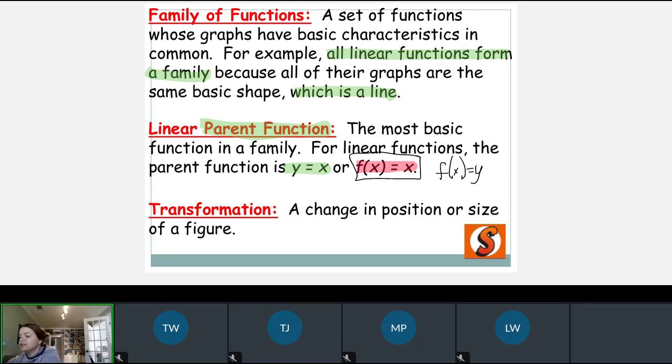Okay, so f of x is basically just a name. If you think about a family name, f of x would be like the parent function, so mom or dad. Then we're going to have g of x, so that would be like y'all. Okay, so it's just how we name a function. So what we're going to be doing is transforming our linear functions. A transformation is a change in position or size of a figure.